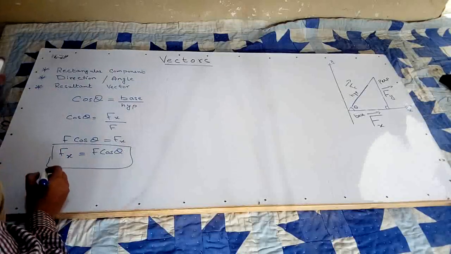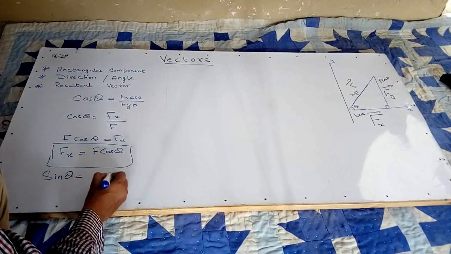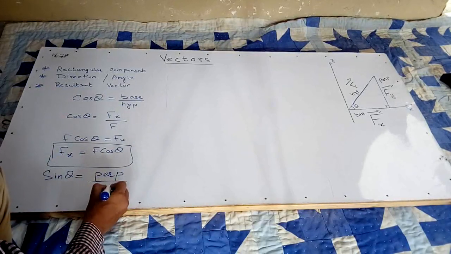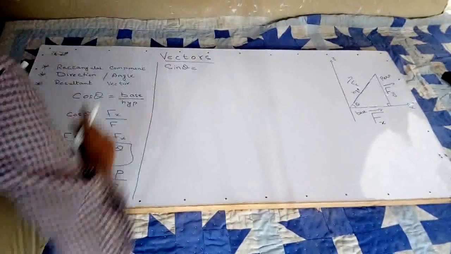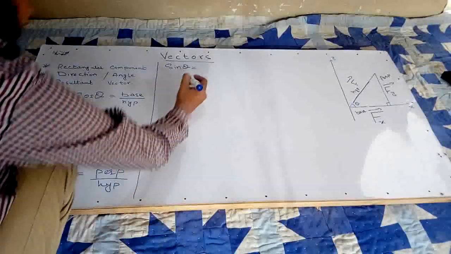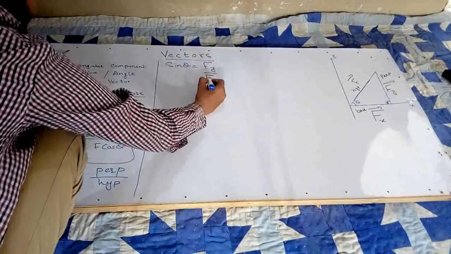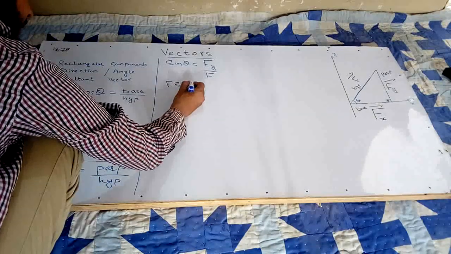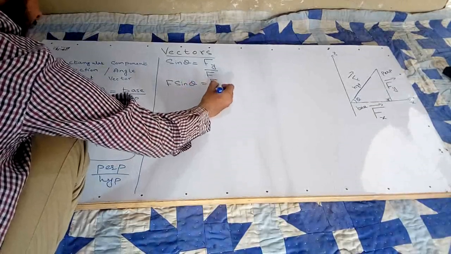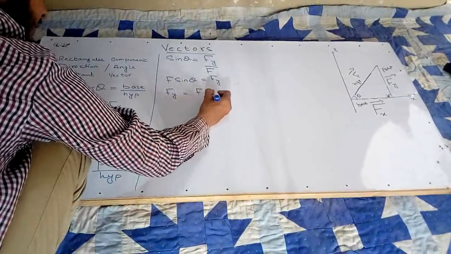Further, sin theta is equal to perpendicular upon hypotenuse. Sin theta is equal to perpendicular, which is Fy, over hypotenuse, which is F. Multiplying F to this side, Fy is equal to F sin theta.